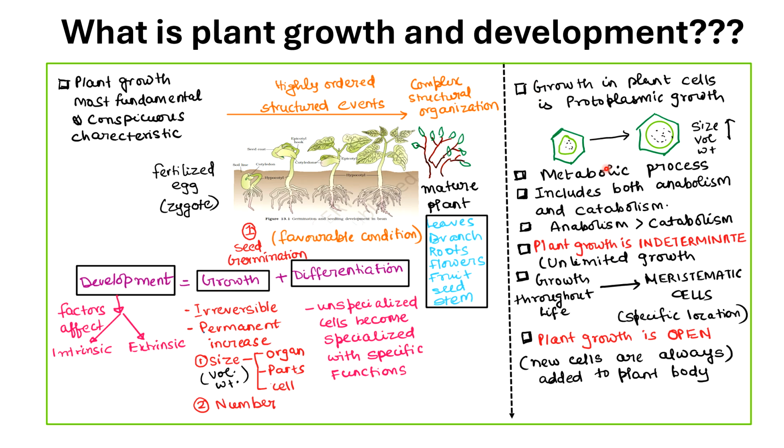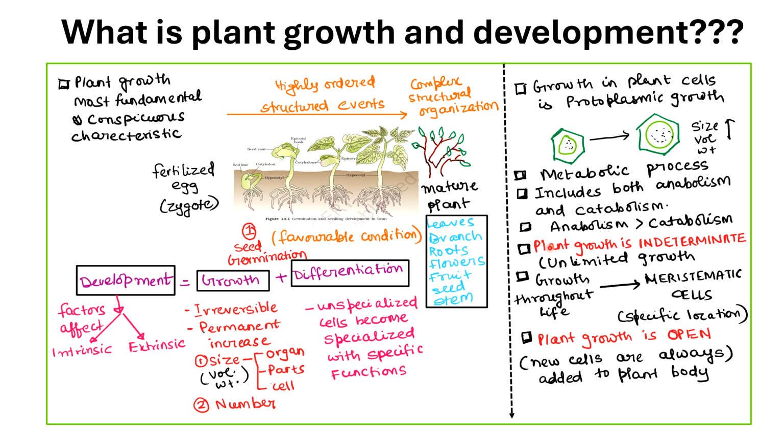In this process of plant growth, we have both anabolism and catabolism, because the food is broken down and absorbed to make the protoplasmic content. But the rate of anabolism is more than that of catabolism in the case of plant cells, right? So plant growth overall can be considered a metabolic process having an anabolic rate more than the catabolic rate.